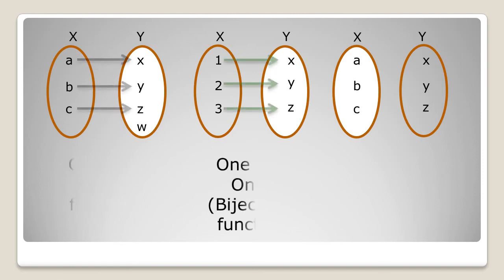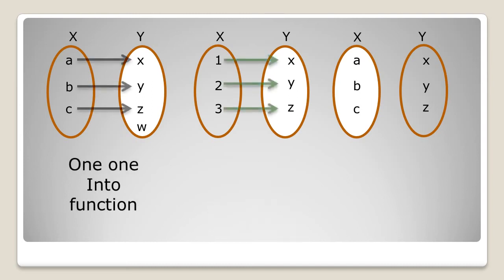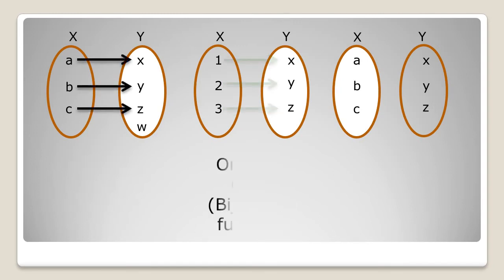In the second case you can see every element of the codomain is related to some element of the domain. Also all the distinct elements of the domain, those are 1, 2 and 3, are related to distinct elements of the codomain. Therefore it is a one-one onto function. This is called a bijection or bijective function.